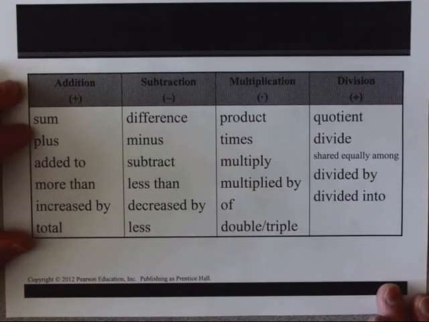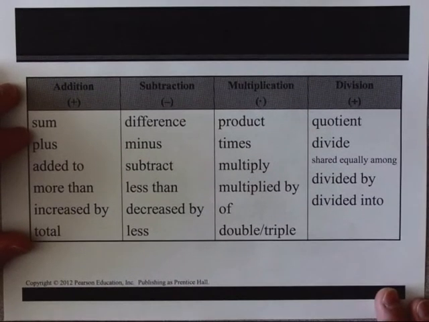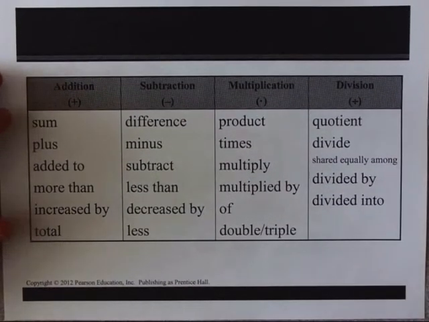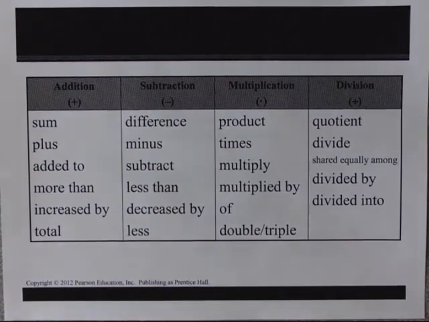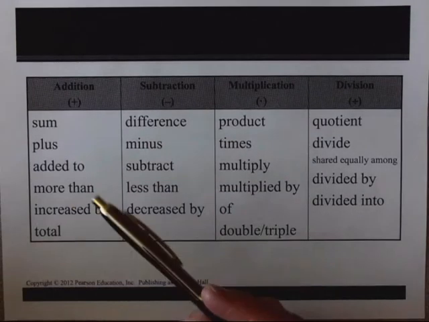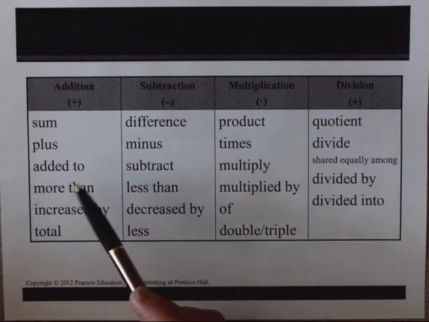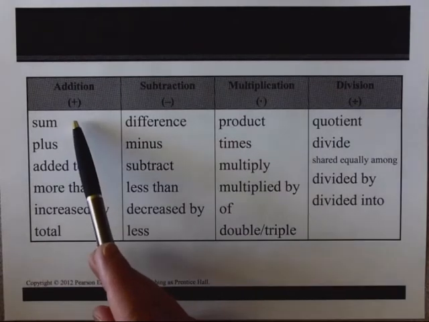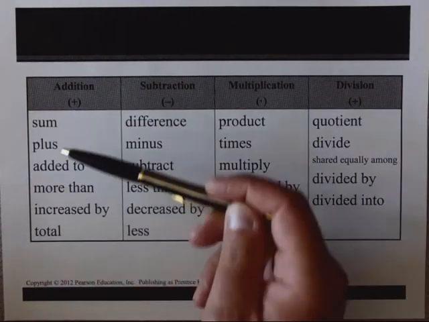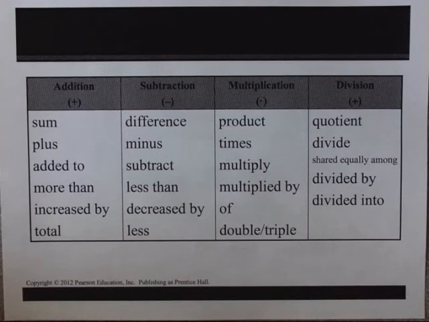Alright. So this is something that's going to be an ongoing focus in the module, is translating written words into the language of math. So here are some key words that describe different operations. So these words here describe addition. These words describe subtraction, multiplication, and division. So we want to work on being aware of those so that when we see them, we can use those.